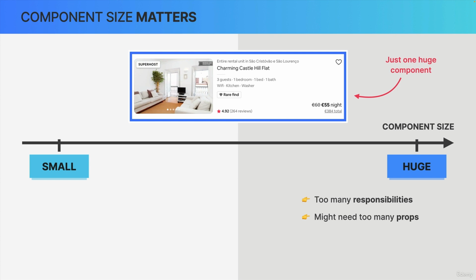So, in general, these two problems make it very hard to reuse the component, which is one of the big advantages of components in the first place. Also, huge components generally contain a lot of code that might be complex and intertwined, which ultimately makes the whole component hard to understand and to use.